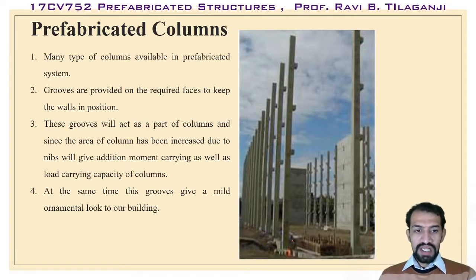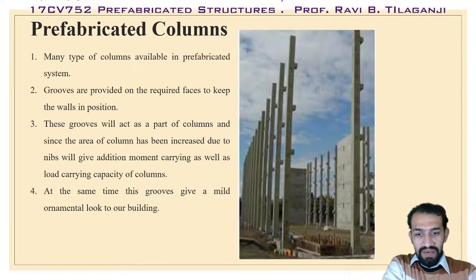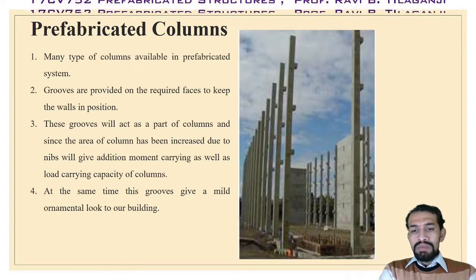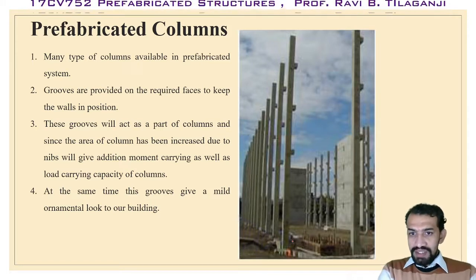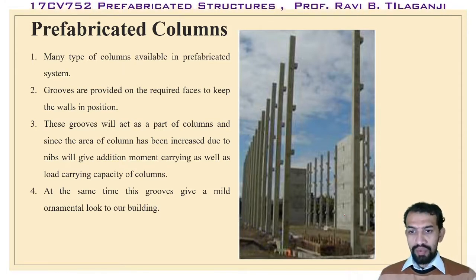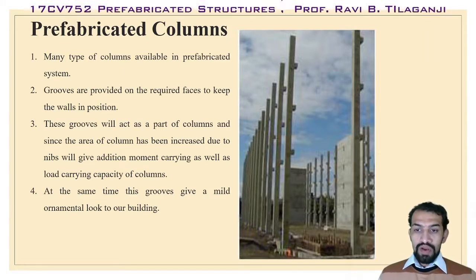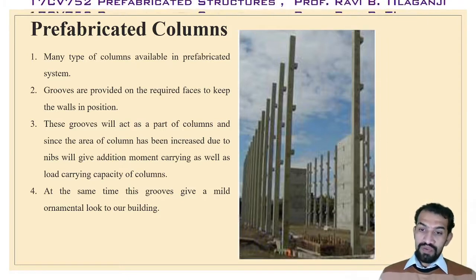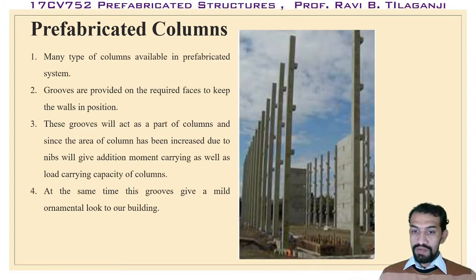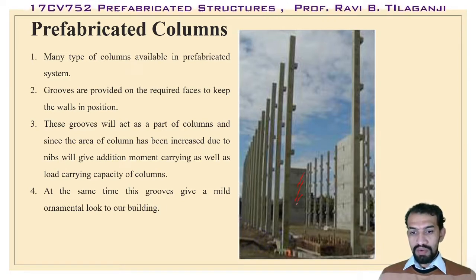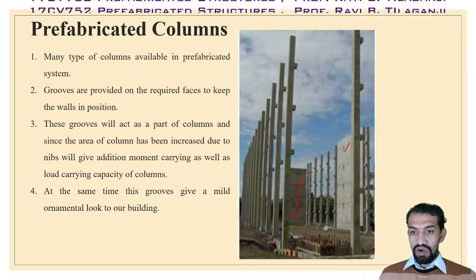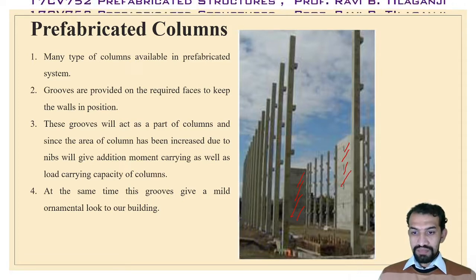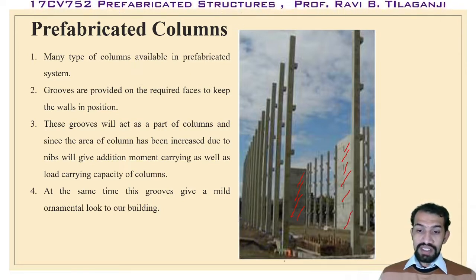Prefabricated columns. These are the columns of the prefabricated sections. So here we can see approximately 3 to 4 floors of column can stand vertically with some provisions of wall panels. We can say these are the wall panels provided inside. This is the wall panel which is provided, and these are the columns.